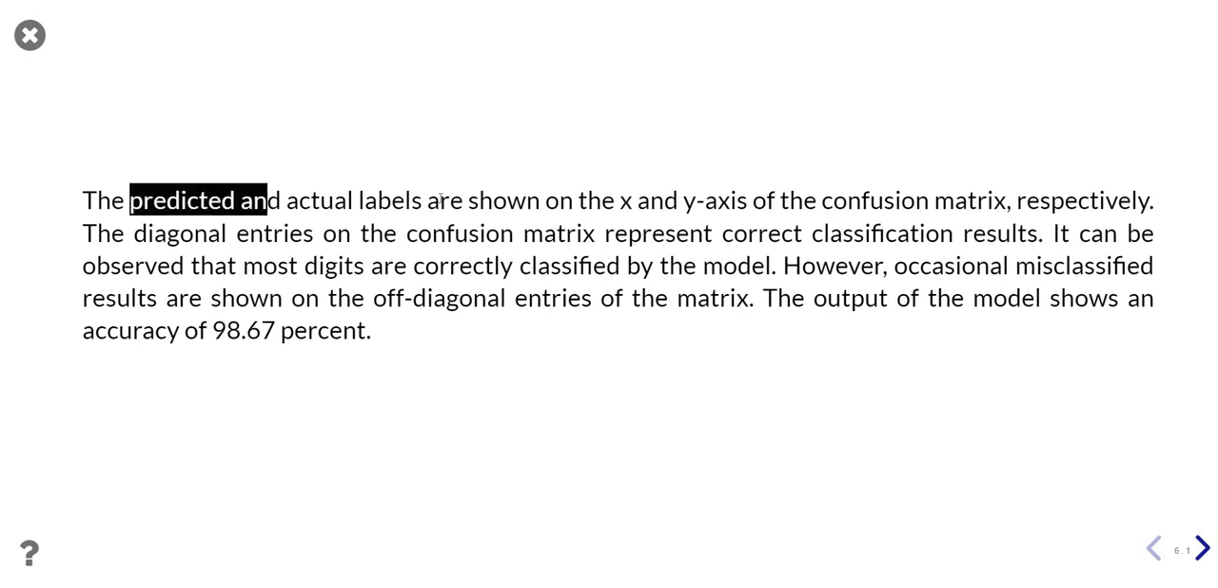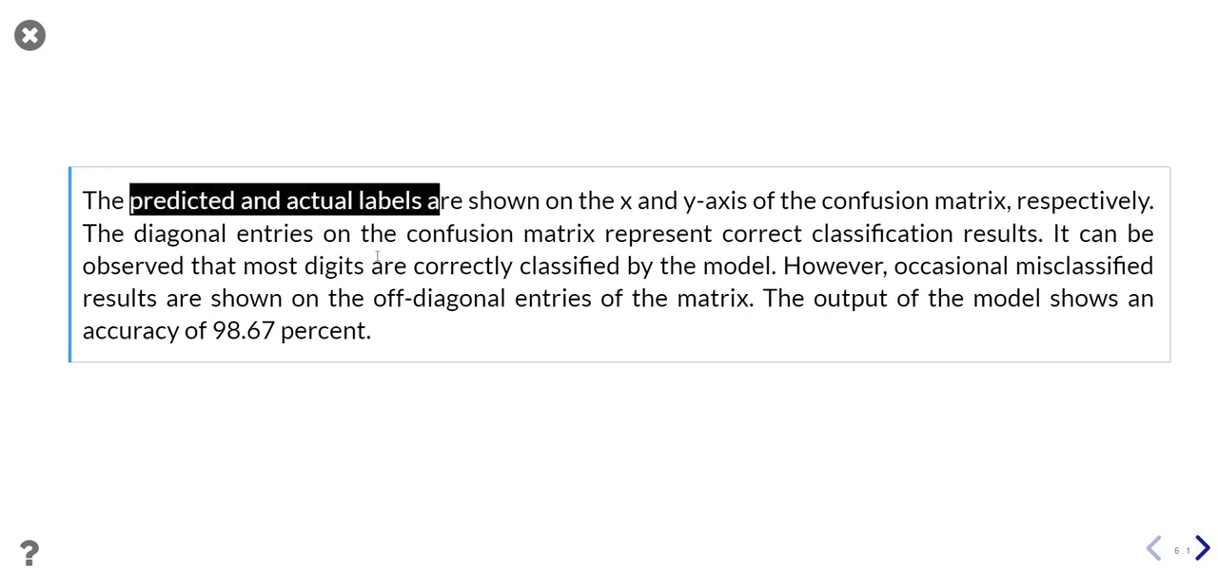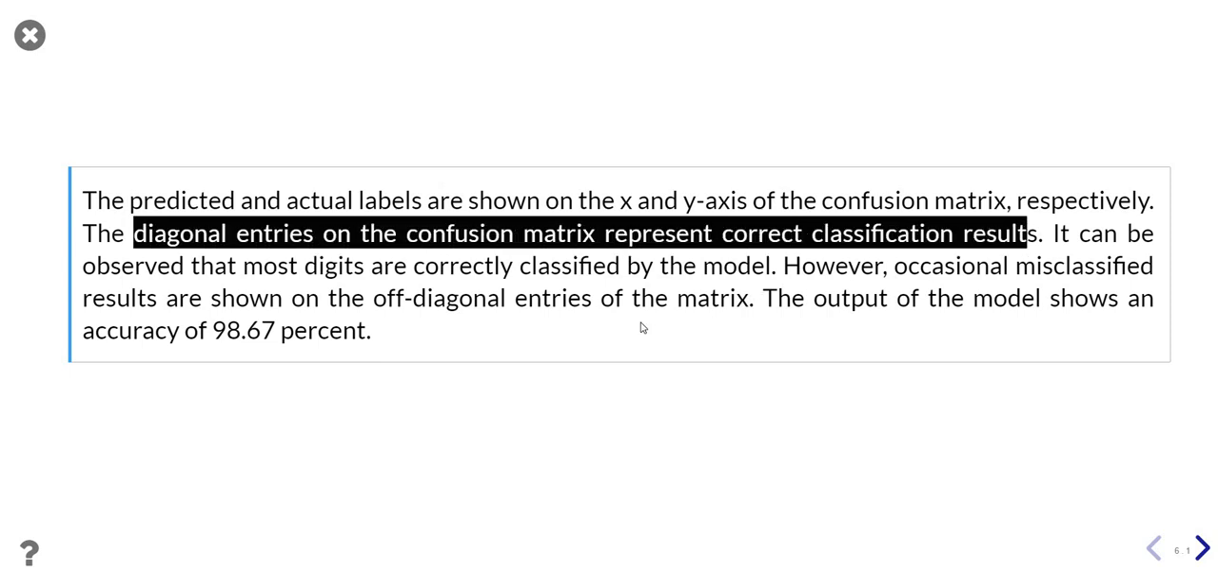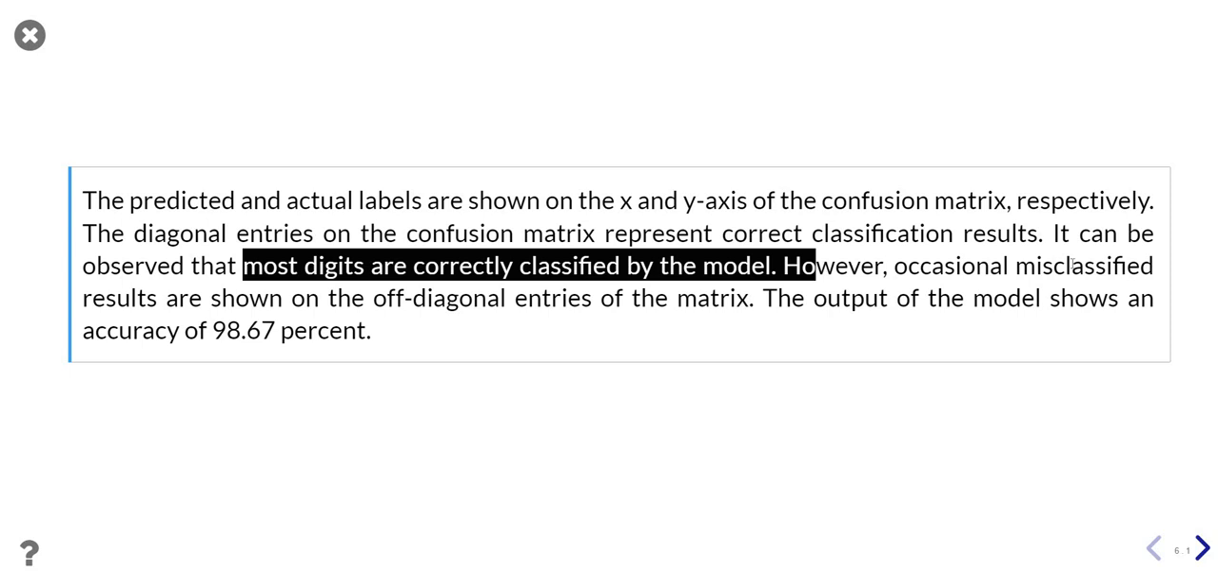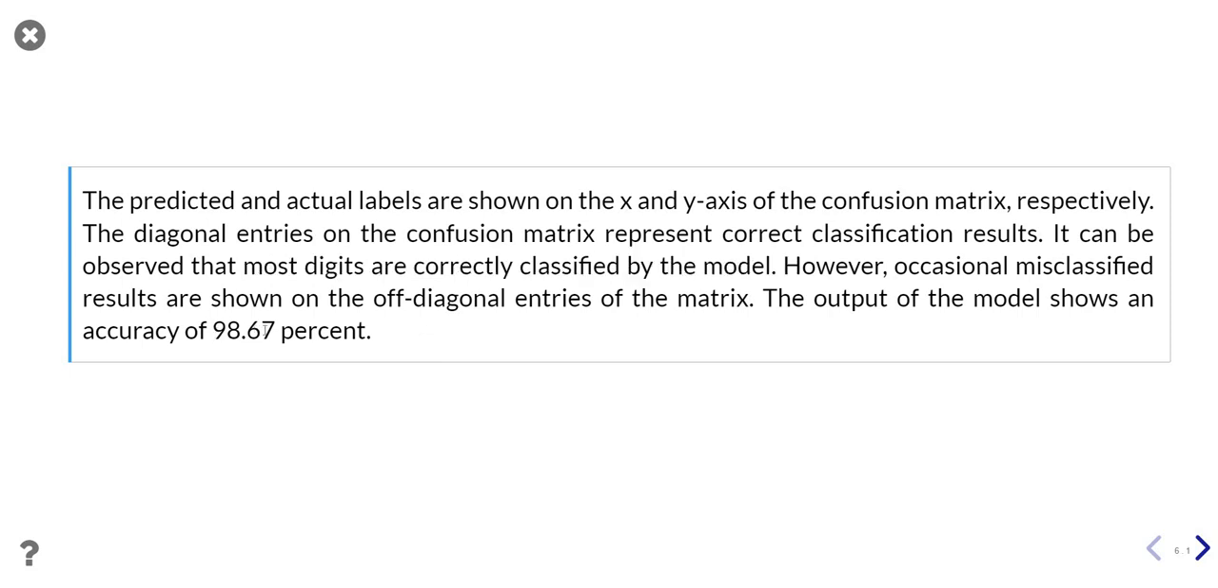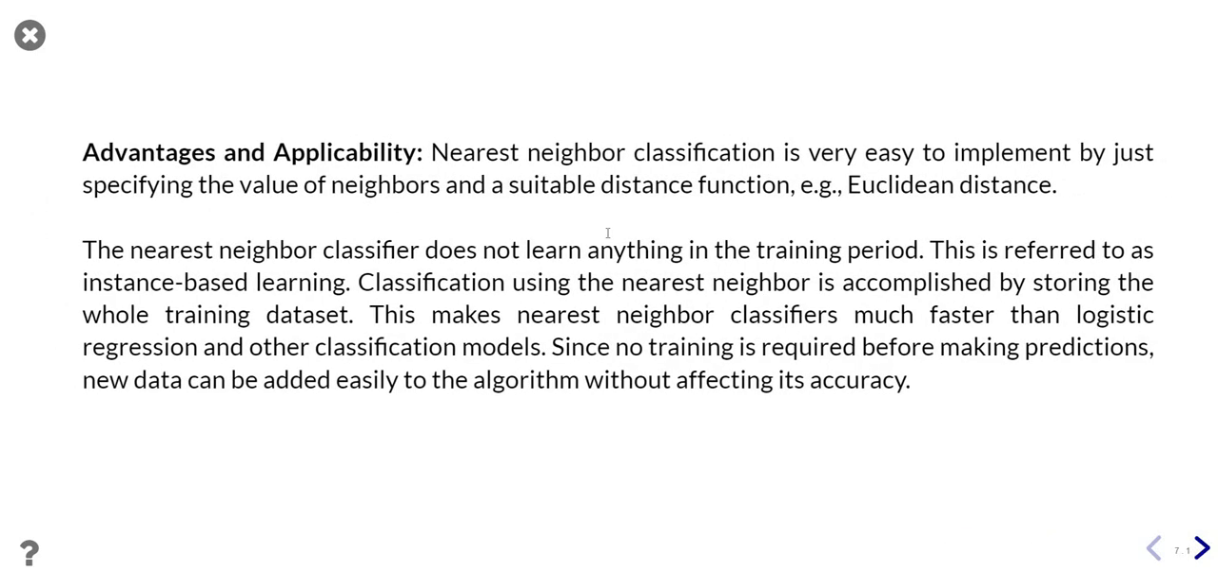Okay, so the predicted and actual labels are shown. Of course, the diagonal entries are the correct classifications. So most of the time the digits are correctly classified. Some misclassification was there, as I just showed you. Nevertheless, the model managed to show 98.67% accuracy. So this is k-nearest neighborhood.